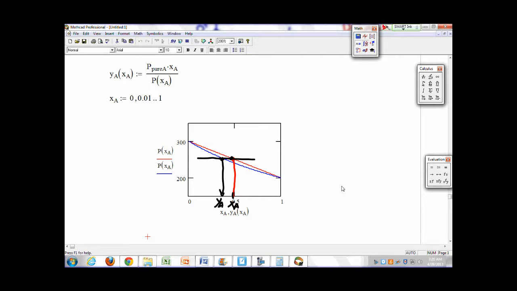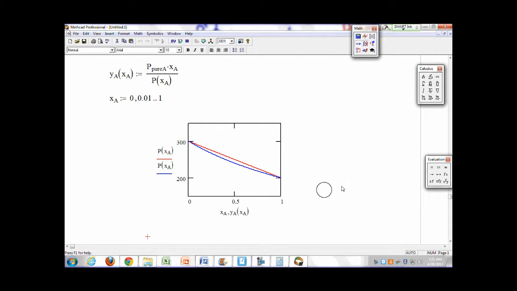Any 2 points on these 2 curves that correspond to the same pressure would represent the composition of the liquid that's in equilibrium with the vapor. So this is the composition of the liquid, and this is the composition of the vapor that's in equilibrium with that liquid. Any point in between these 2 curves is what you would call a two-phase region. If the overall composition of your mixture is somewhere within that region, it's going to split into 2 phases. On one side, you get the composition of the liquid phase. On the other side, you get the composition of the vapor phase.